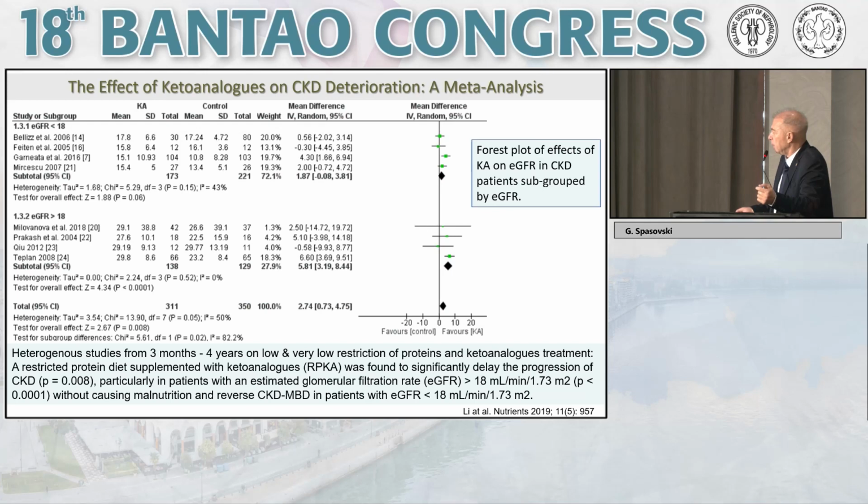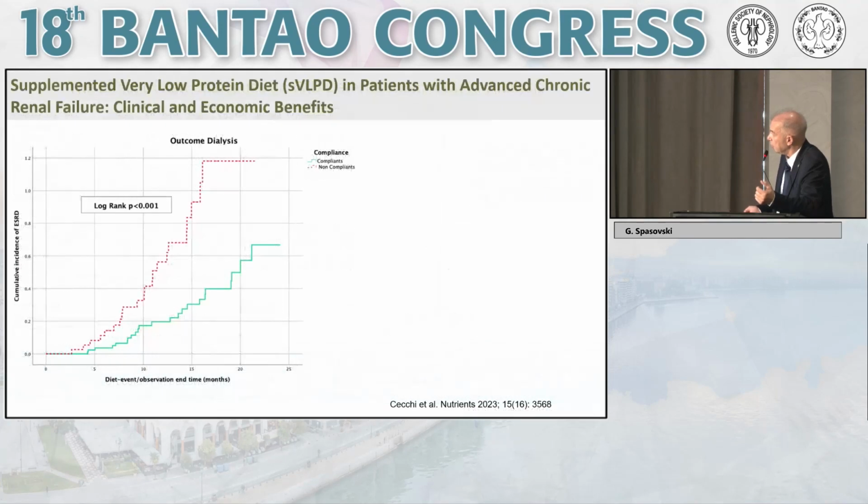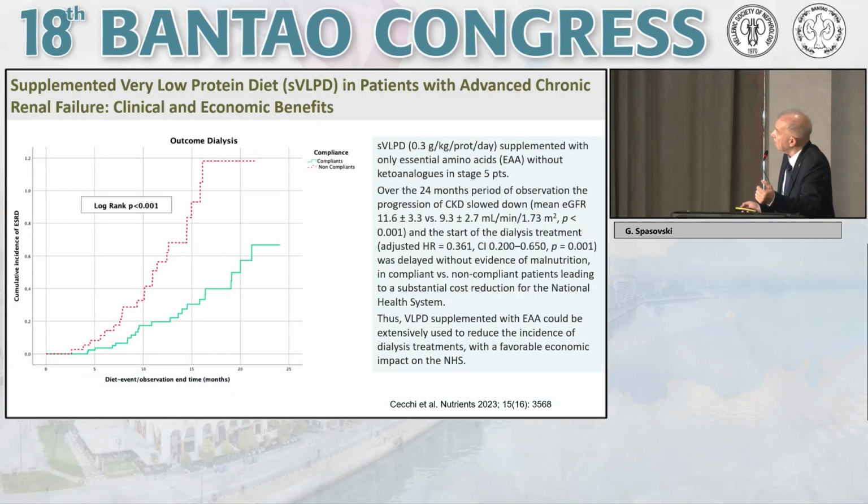And it was found that this treatment with keto analogs significantly delays the progression of CKD, and there is no problem with acidosis or malnutrition or CKD-MBD problems. Especially it's important in those patients who are still above 18 milliliters of eGFR, so they still have free space in order to be protected. And what about a very low protein diet?